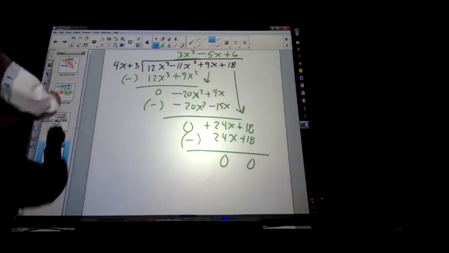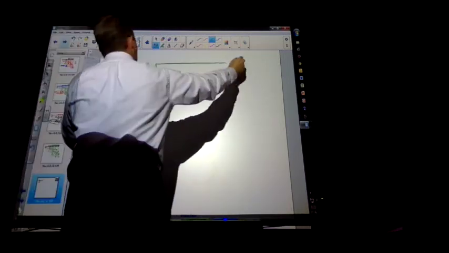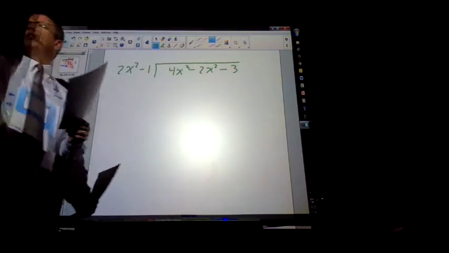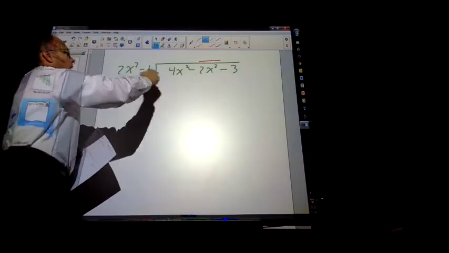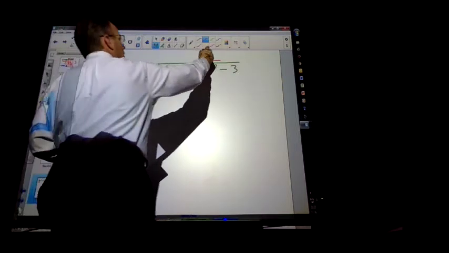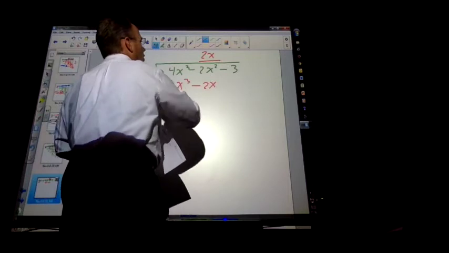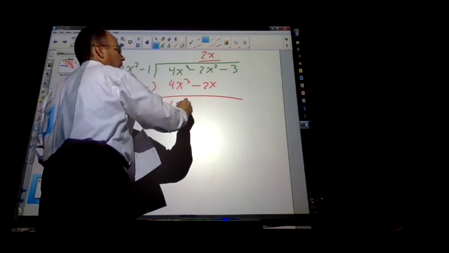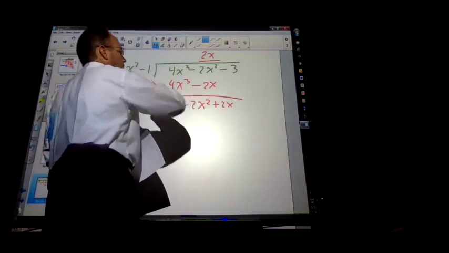All right. Almost done. Last one. So I have 2x squared minus 1 into 4x to the third minus 2x squared minus 3. Yes, I could put a 0x in there if I wanted to. It's 2 terms to divide by. I'm starting here. What times 2x squared gives me 4x to the third? 2x. 2x times that is 4x to the third. 2x times that is minus 2x. Oh, we don't have an x term, so we'll have to take care of that in a sec. Okay, so that cancels. I'm going to bring the negative 2x squared down. This is going to come down, but be positive 2x because it was negative negative.